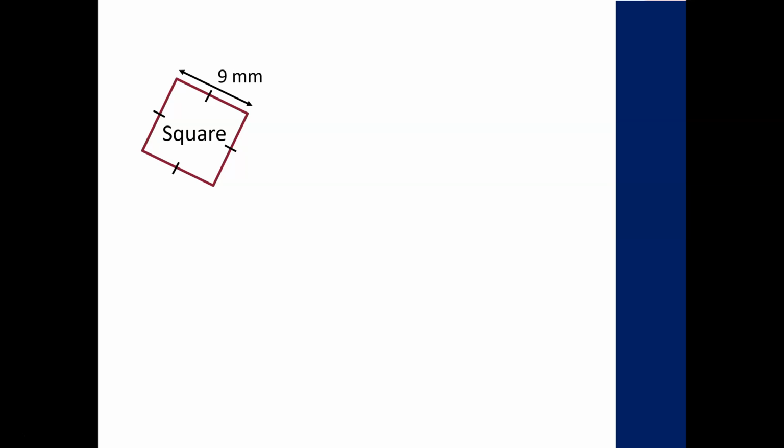We do. Because we're told it's a square, which means every side is 9 millimetres long, we could label another side as 9 millimetres. To calculate the area, we simply multiply the two adjacent sides of the square. 9 multiplied by 9, and that is equal to 81. This time, our unit of measure is millimetres, and because it's area, it's millimetres squared.